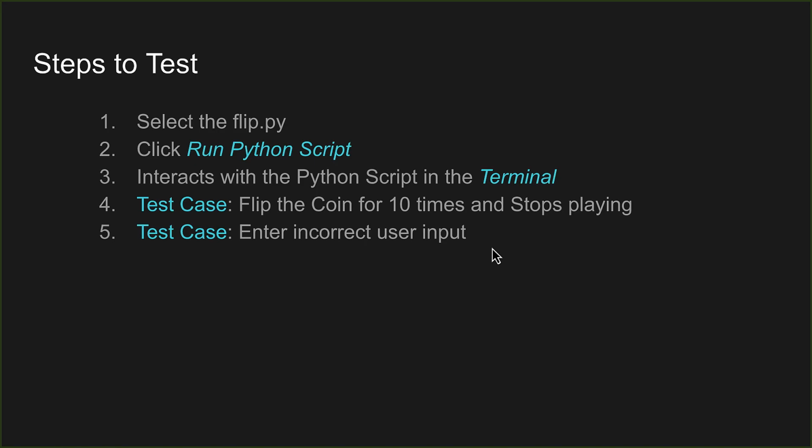Typically when you're testing a script, you will select the script that you want to run, and you click the run Python script, and then you interact with the Python script in the terminal. Right, like what we just did. And then you can test a couple of test cases. We test the first test case, we flip the coin maybe not 10 times, like a couple of times, and we stop playing. You can also test entering incorrect user input.